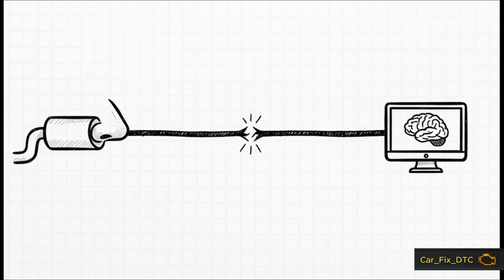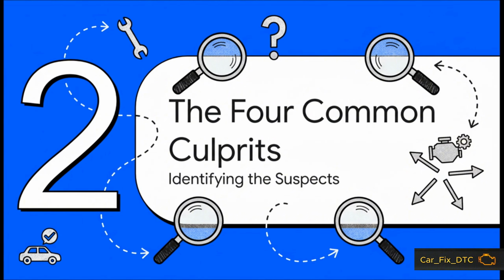So when you get the P24C7 code, it basically means that phone line has a ton of static, or maybe the wire's been cut completely. The message just isn't getting through clearly. So now that we know it's basically a communication problem, we can put on our detective hats. And here's the really good news. This error almost always points to one of just 4 specific culprits.